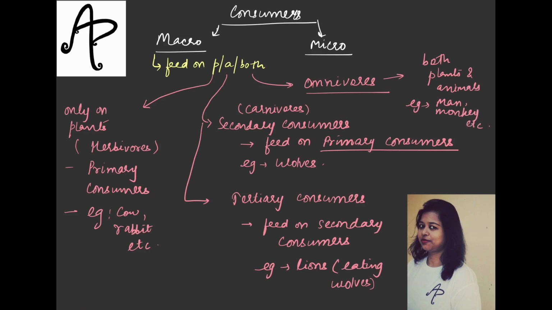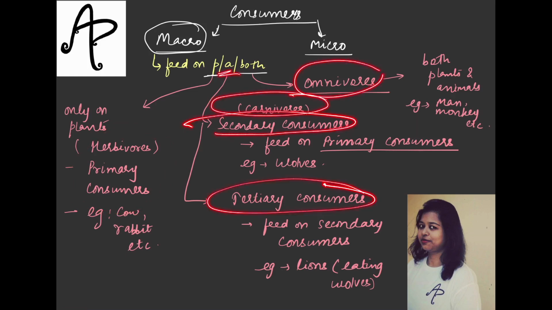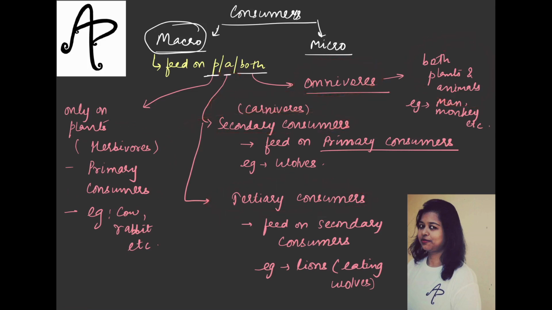ठीक है. So this all was being considered under the macro consumers, which will feed either on plants or on animals or on both. Within the plants, then you have the herbivores or the primary consumers. Animals में you have the carnivores, so secondary consumers or tertiary consumers. And then omnivores में we will have both the plants and animals being eaten. Let's see what will come under the micro consumers. ठीक है. This is the last subsection here.